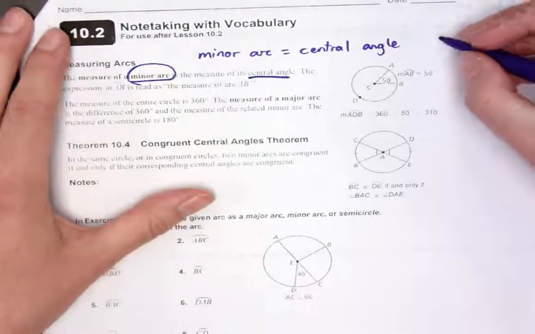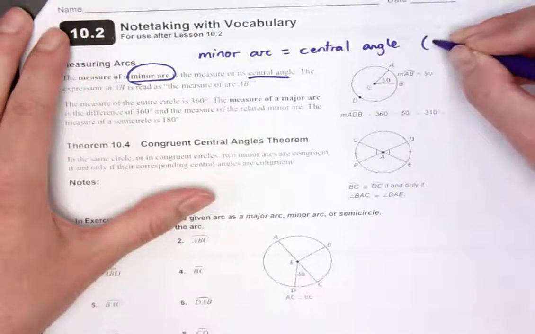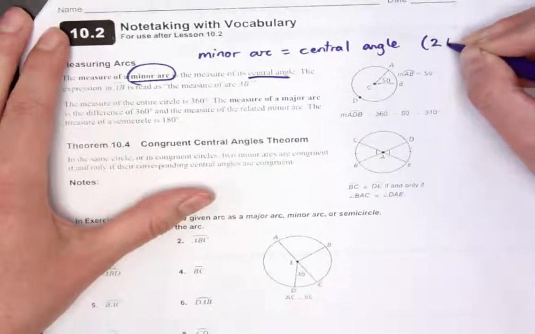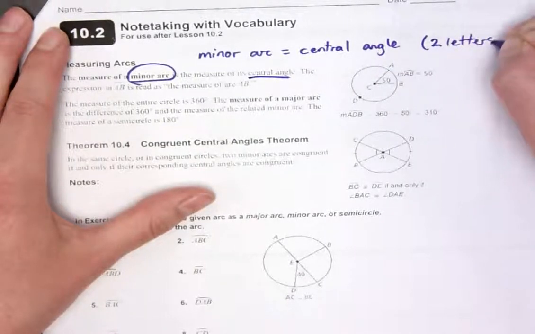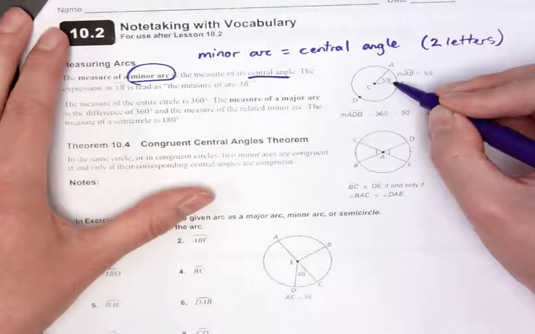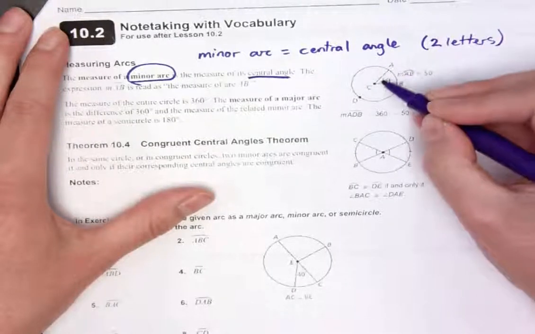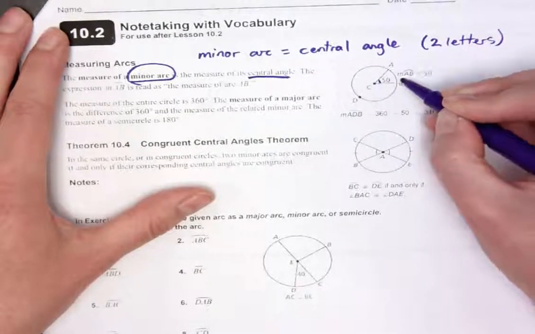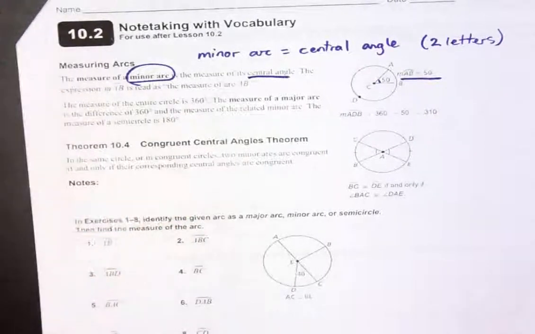And we always represent it by 2 letters. So I'm putting that in parentheses. It's just 2 letters, lets us know, hey, go the shortest distance between A and B. So if the central angle is 50, measure of AB is 50.